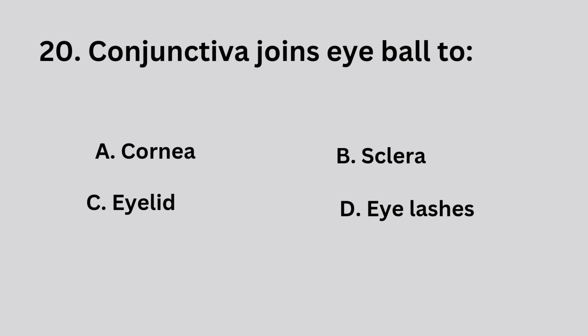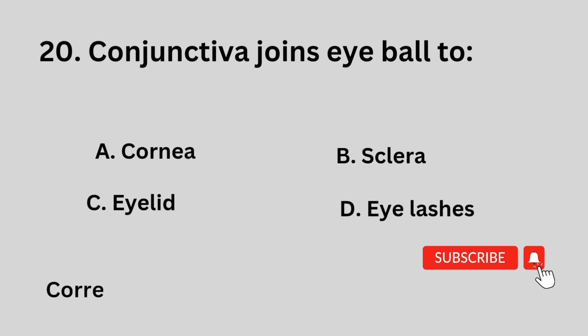Next question. Conjunctiva joins eyeball to? Option A, cornea. Option B, sclera. Option C, eyelid. And option D, eyelashes. Correct option is option C, eyelid.